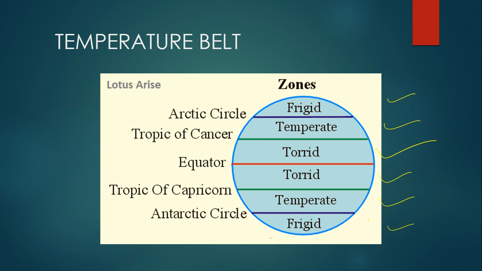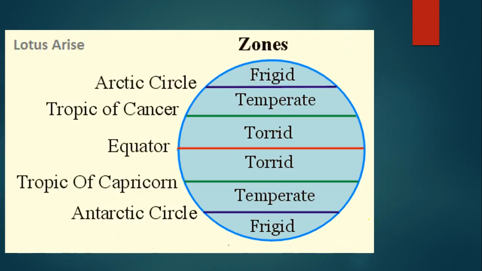Now, what is the latitudinal extension of these three zones? If I come to the torrid zone, this is the equator, so the value is 0 degree. From 0 degree to approximately 30 degree north and 30 degree south, whatever the zone extended, that particular zone is known as the torrid zone. The term torrid itself indicates, and the latitudinal extension also indicates, that from 0 to 30 degree north and 30 degree south, this zone is very much warmer.